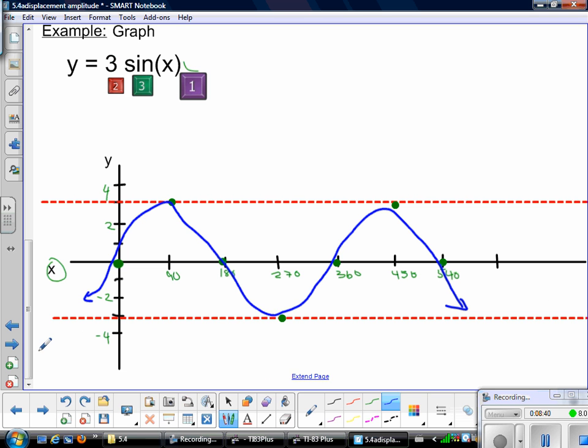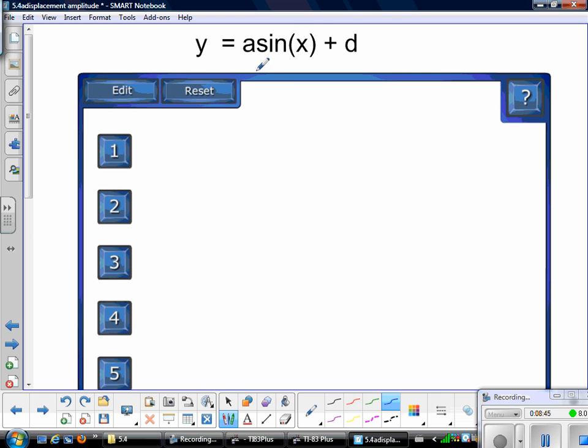Now let's look at putting all of these items together. All right, so when I have an amplitude change and a vertical displacement. Now, are there other transformations? Yes, the next video talks about a phase shift, and that's moving the graph left or right.